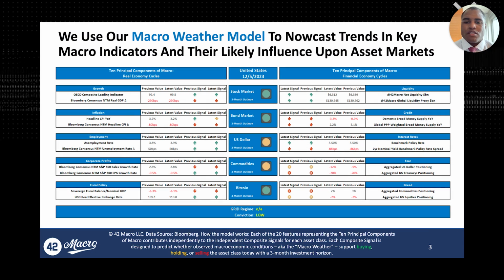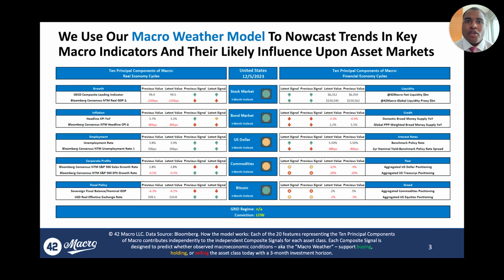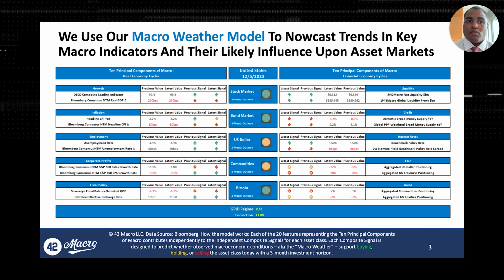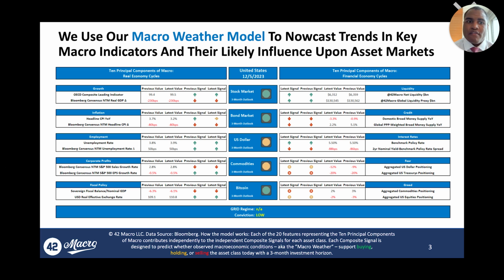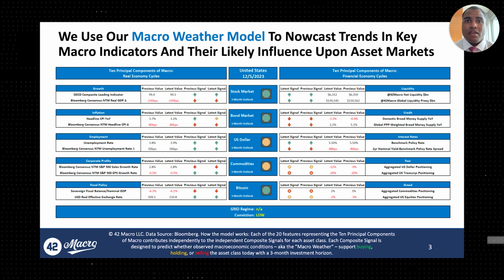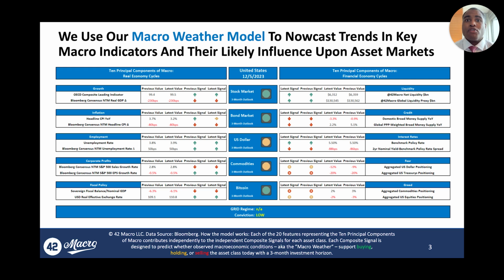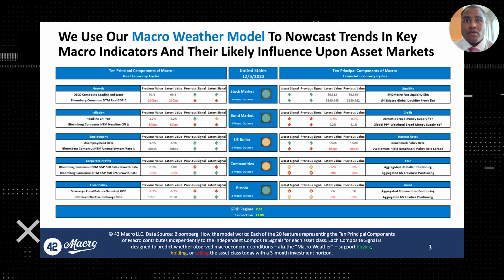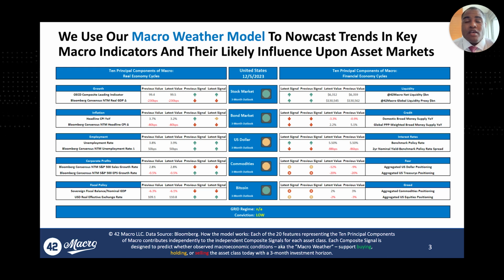What this model is designed to do is regime segment all of the principal components of macro, whether you look at the real economy cycles between growth, inflation, employment, corporate profits, and fiscal policy, or whether you isolate the financial economy cycles, looking at liquidity, credit, interest rates, and positioning. It's designed to regime segment each of those core features of the economy and asset markets, and ultimately project the excess return and volatility characteristics that those regimes currently imply for each asset class.